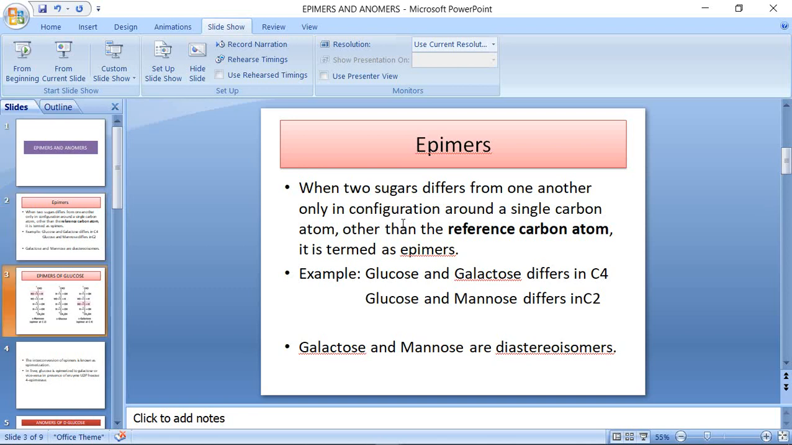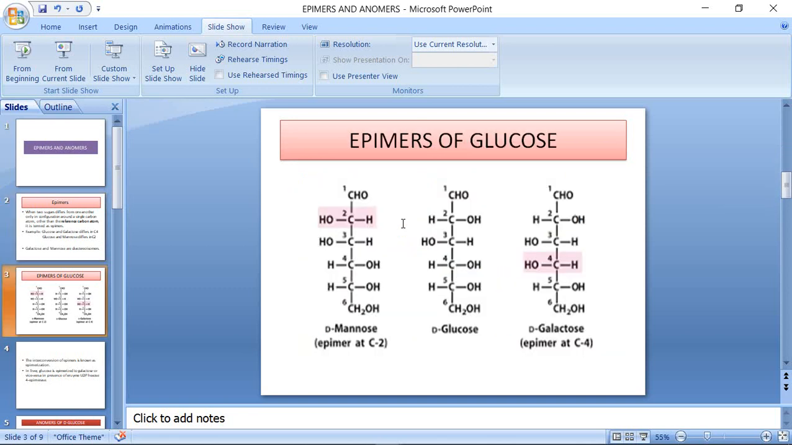Now I'll give you an example. See this example like glucose, mannose and galactose. So in this galactose, glucose and mannose you have 6 carbon atoms. So in all this, the 5th carbon atom is considered as the reference carbon atom. Considering the reference carbon atom, you check for the glucose and mannose. They differ only in the 2nd carbon atom. Hence, glucose and mannose are called as epimers differing in C2.